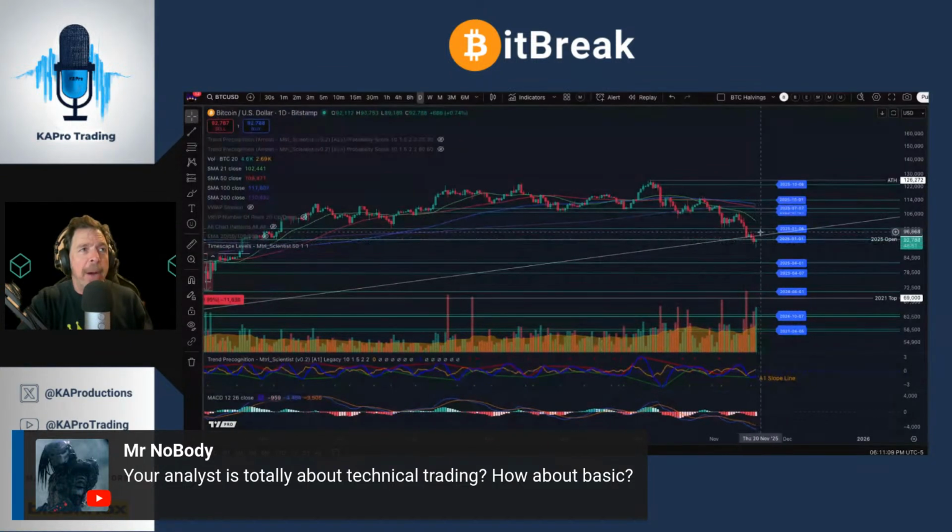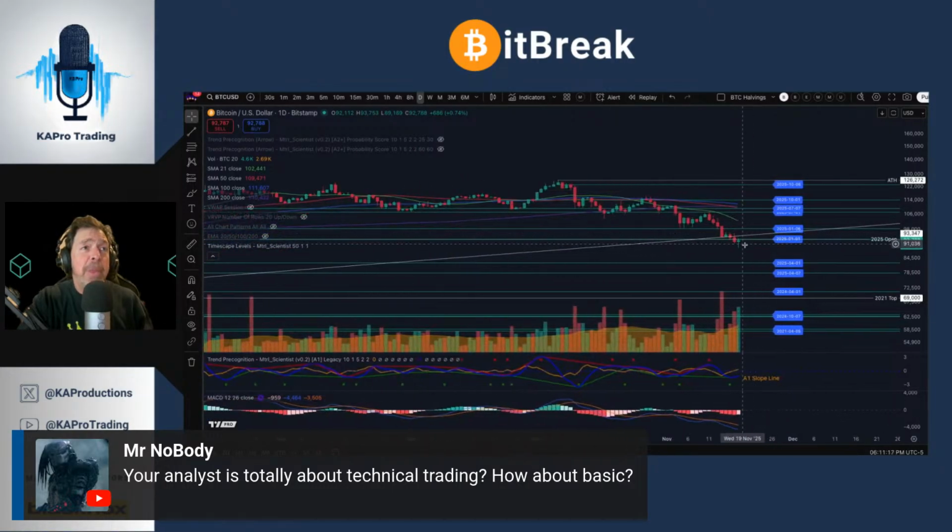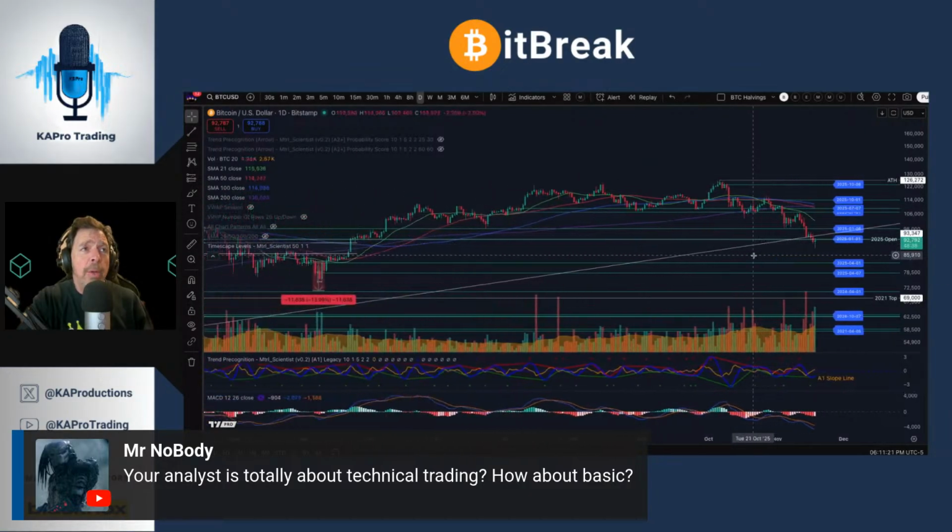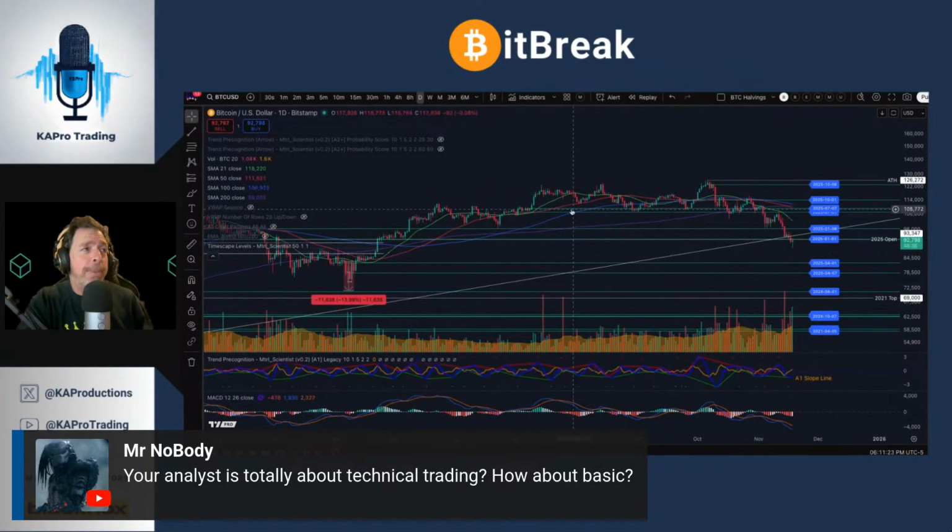Is price above the timescape or is price below the timescape? You can see right now it's been fighting to flip this, but so far it's resistance. So this is very, very simple in my view.